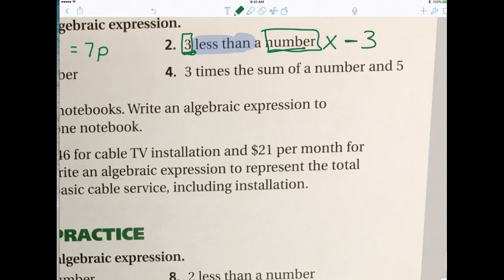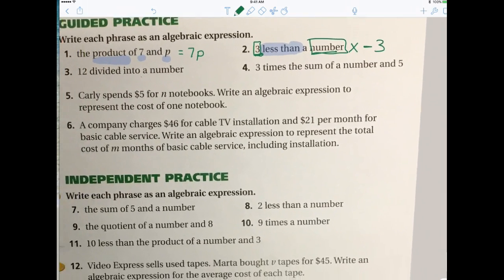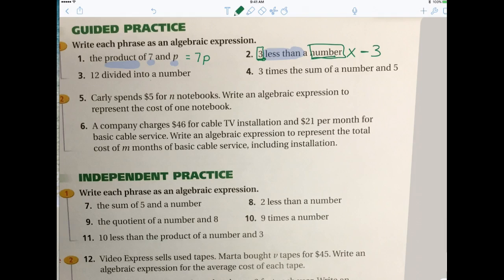And then you're taking that number and subtracting 3. Is everybody with me? Very tricky. So x minus 3 is the answer. Does it specifically have to be x? It could be any variable: n, a, b, c, whatever you want.